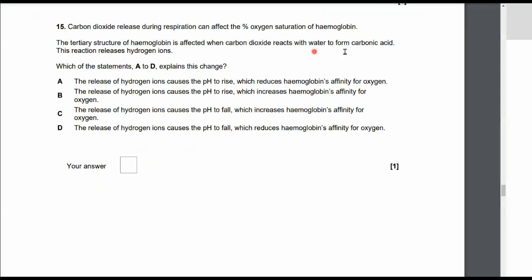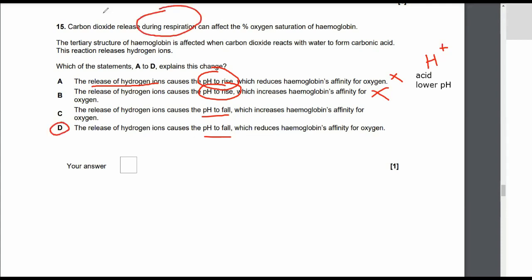15. Carbon dioxide released during respiration can affect the percentage of oxygen saturation of hemoglobin. The tertiary structure of hemoglobin is affected when CO2 reacts with water to form carbonic acid. The reaction releases hydrogen ions. Which of the statements explains the shape change? The release of hydrogen ions causes the pH to rise. Hydrogen ions lower pH because they're more acidic. You know that from GCSE chemistry. That makes A and B wrong. The release of hydrogen ions causes the pH to fall. Now that is correct, which increases hemoglobin's affinity for oxygen or decreases its affinity for oxygen.